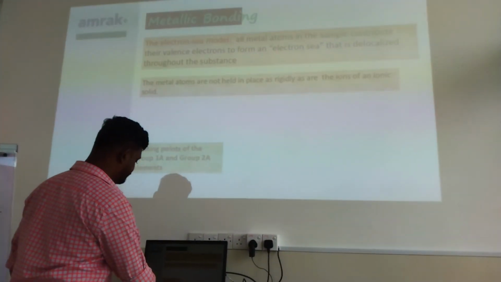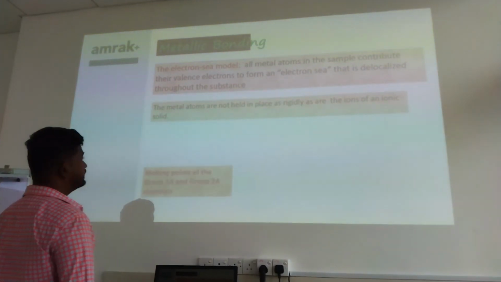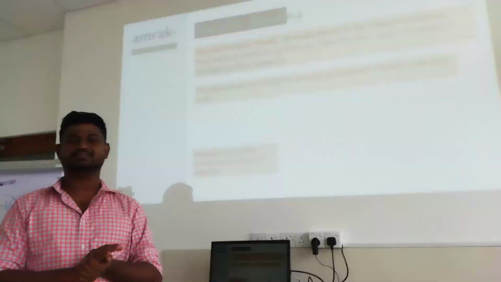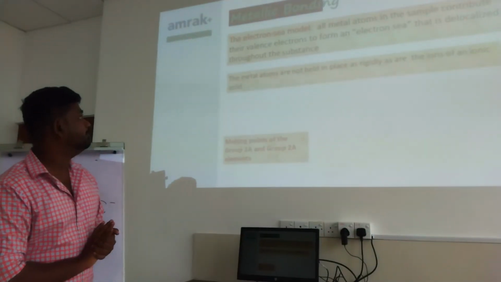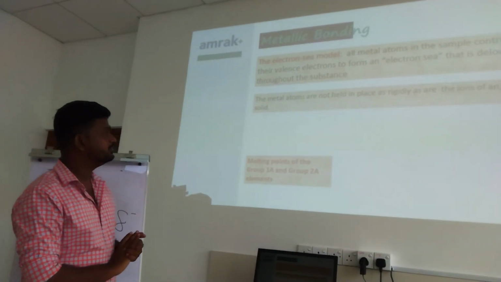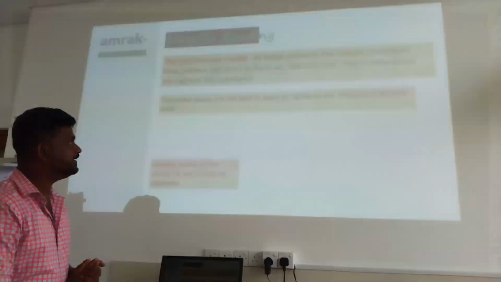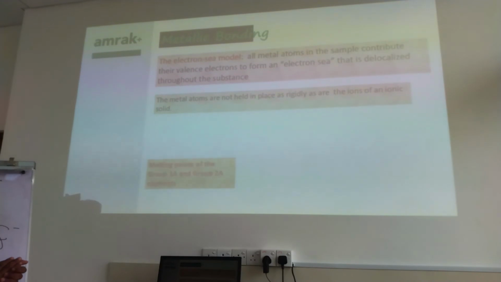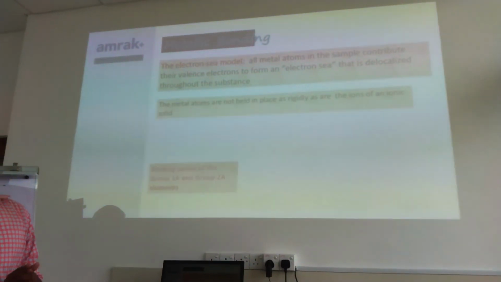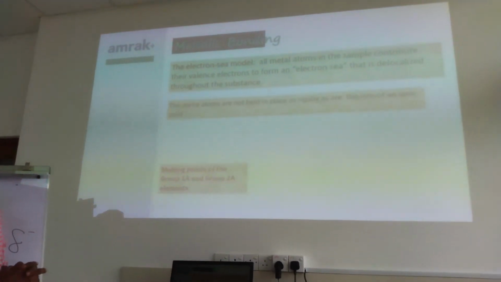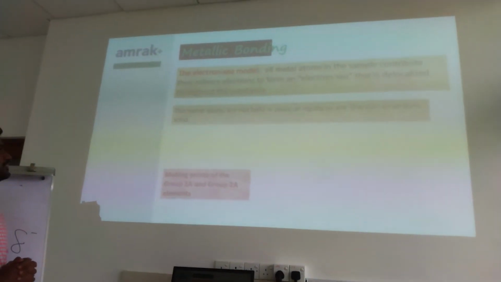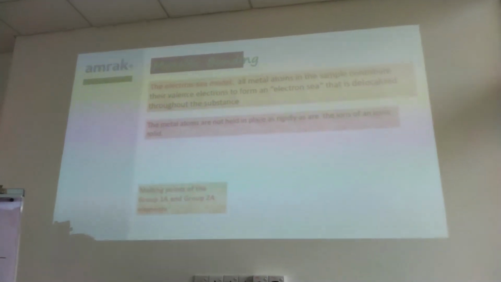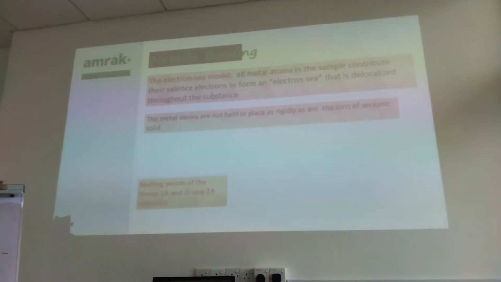Metallic bonding, the third bonding, after ionic bonds, okay? So the metallic bonding, the electron sea model: all metal atoms in the sample contribute their valence electrons to form an electron sea that is delocalized throughout the substance. The metal atoms are not held in place as rigidly as are the ions of an ionic solid.